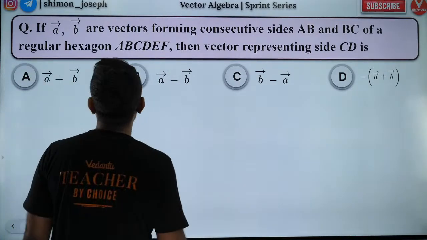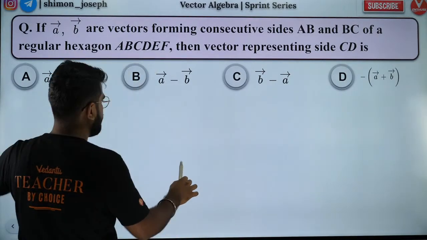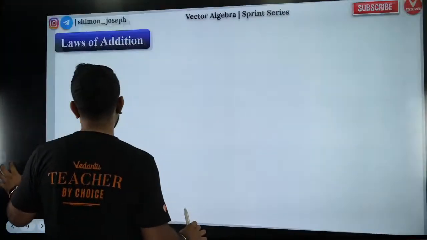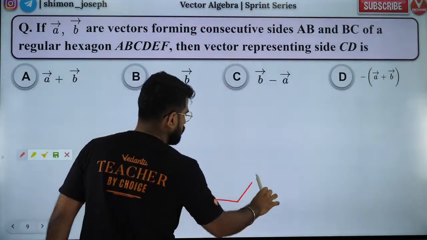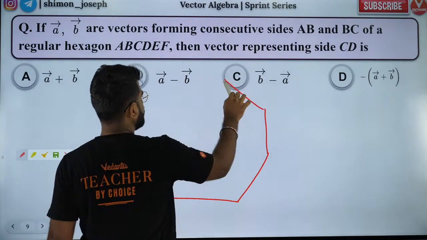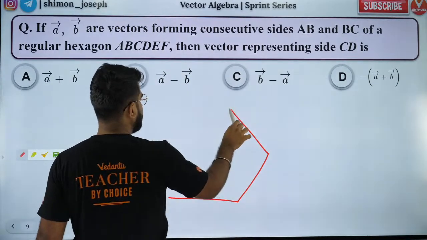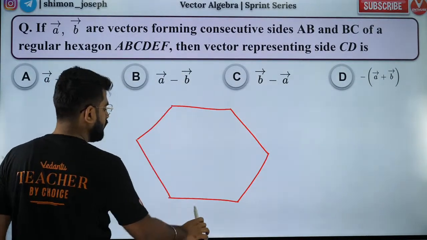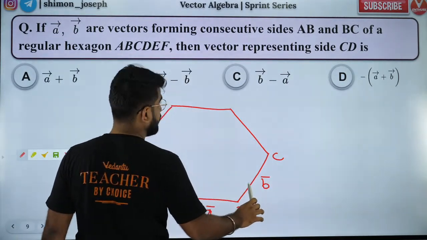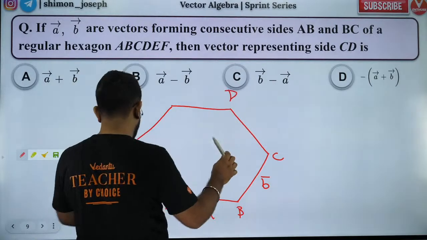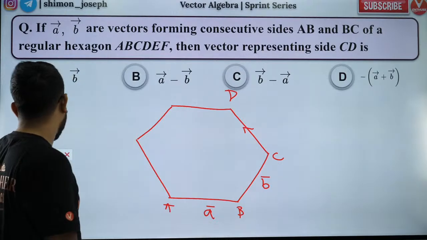So people, let's try to solve it. People, please listen carefully. See, you have a hexagon. Hexagon means 6 sides. Let's draw a hexagon. So you have 1, 2, 3, 4, 5, 6. So this is your A vector, AB. And this is your B vector, BC. So what do we want? We want CD. We want to know what this vector is. Are you all clear with that?